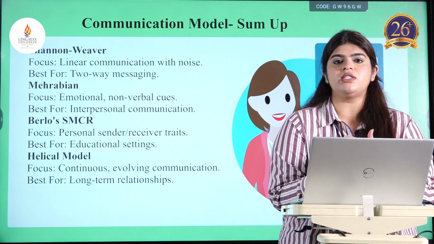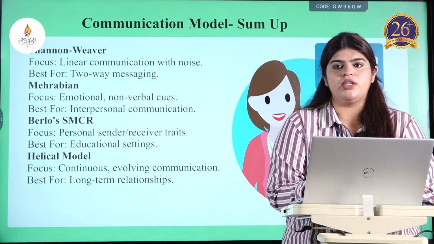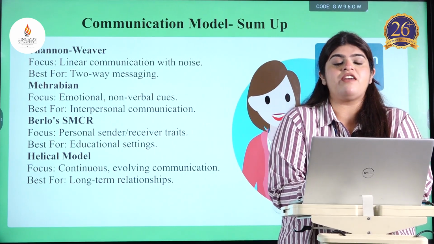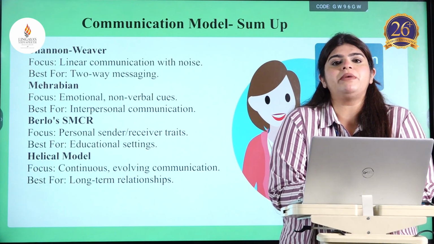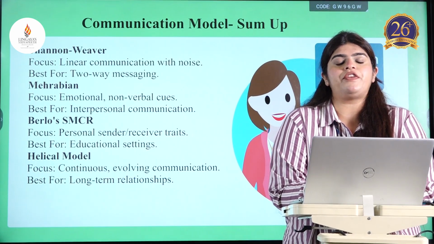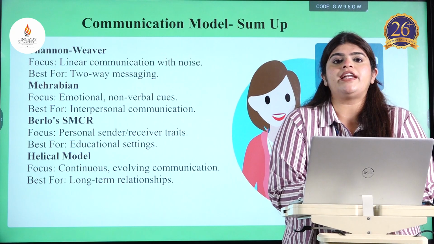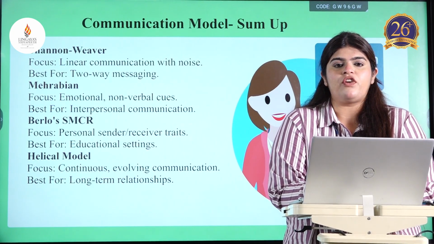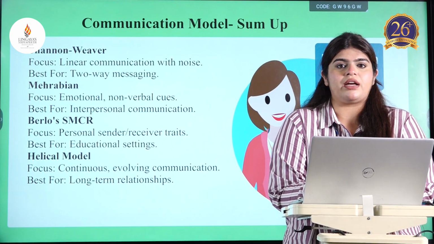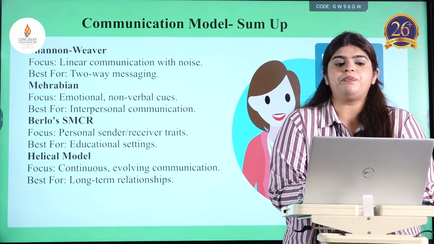With the help of encoders, we have channel, we have decoders, we have feedback. Next we have Mehrabian, which has different parameters, that is 7-38-55. 7 for words, 38 for tone, 55 for the body language. That matters a lot. This thing we need to understand. Our words matter only 7%.